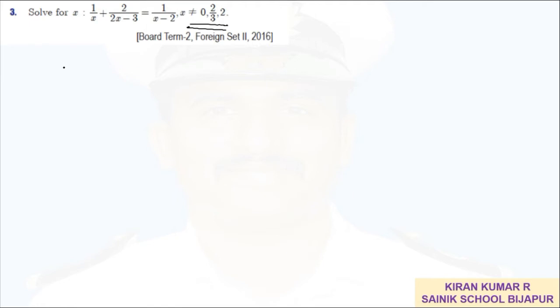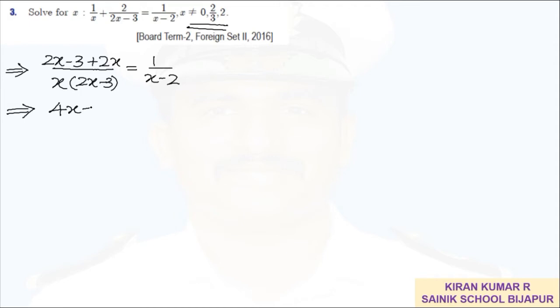What I do is I'll take the LCM of the left hand side denominators. It is x times of 2x minus 3. When LCM is taken, we'll be having 2x minus 3 plus 2x, which is equal to 1 by x minus 2. Let us simplify this, then let's cross multiply. Upon simplification, we get 4x minus 3 divided by 2x square minus 3x equal to 1 by x minus 2.